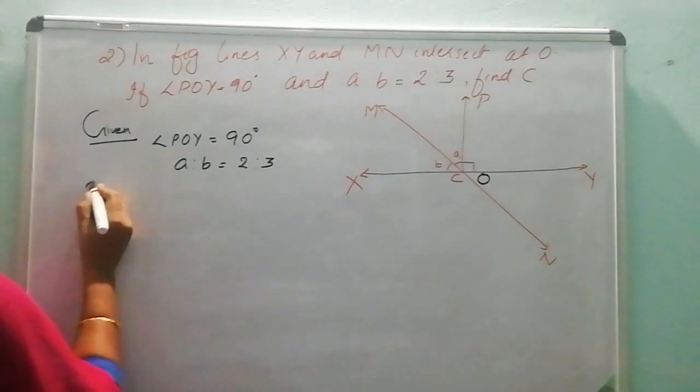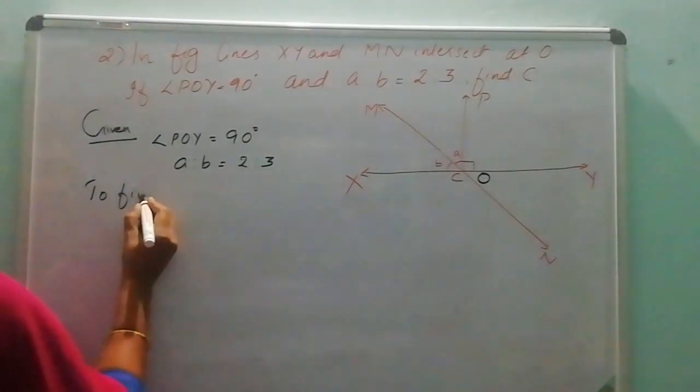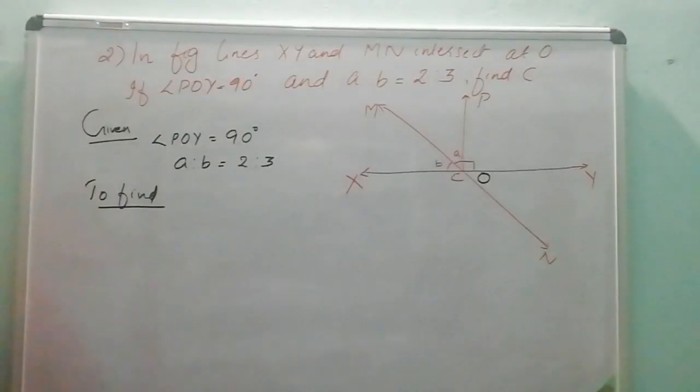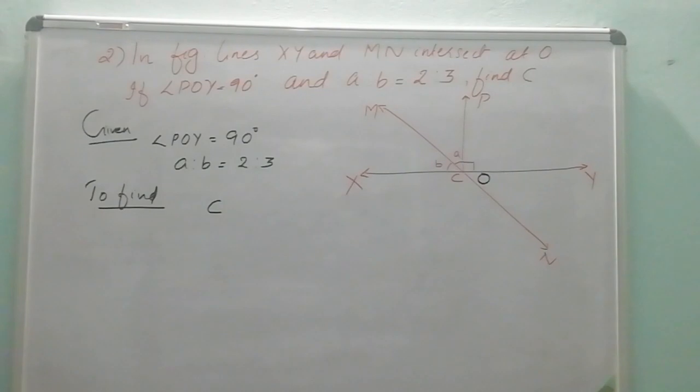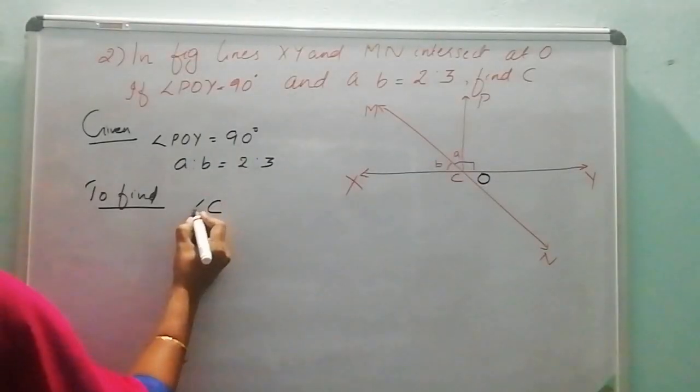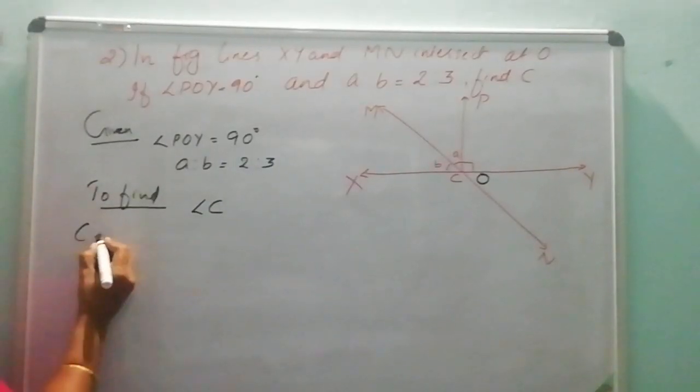These things are given there. Then to find, what do you have to find here? C. You have to find C here. Then this angle C we have to find. Then calculation.